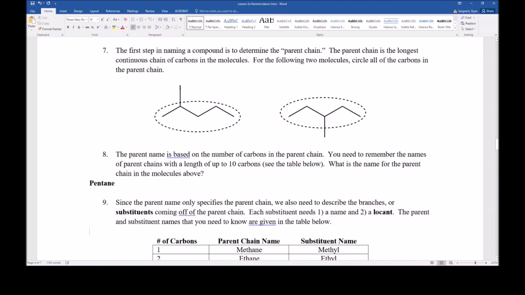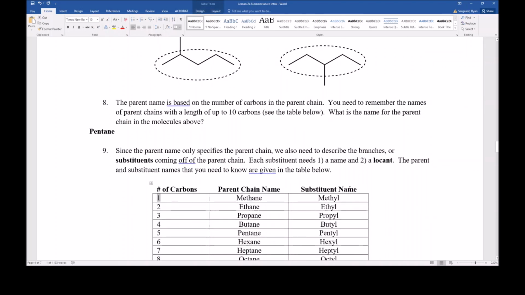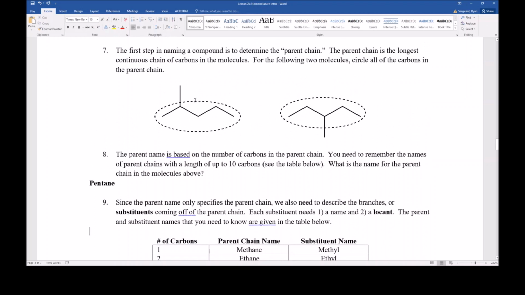This substituent has one total carbon in it. A one-carbon substituent is called a methyl group. So this is some flavor of methylpentane. The locant is a numerical position of the parent chain that tells us which of the carbons in the parent chain that methyl group is coming off of.